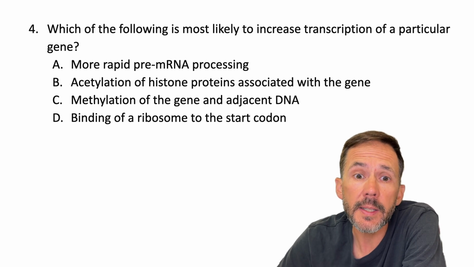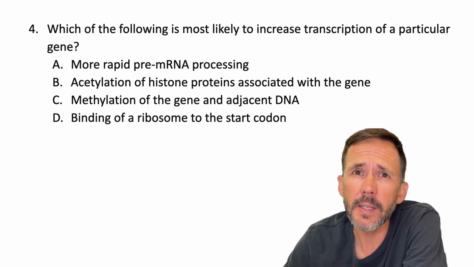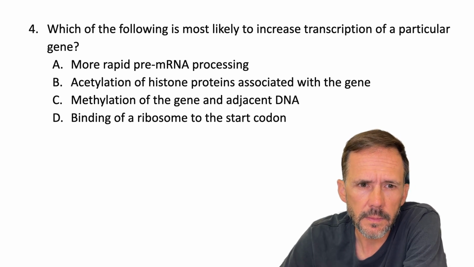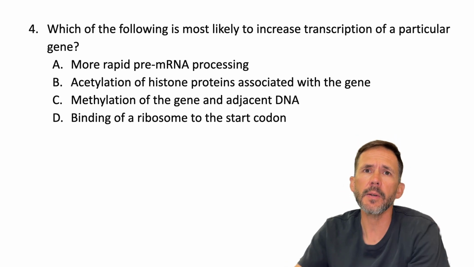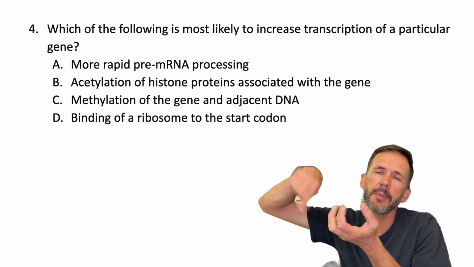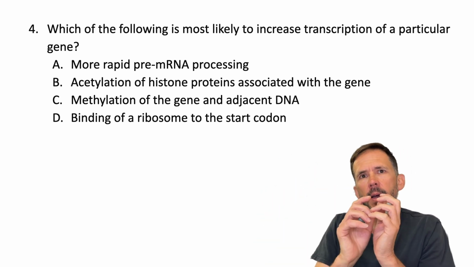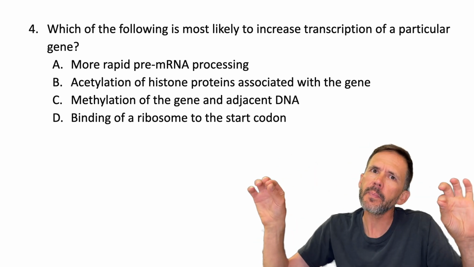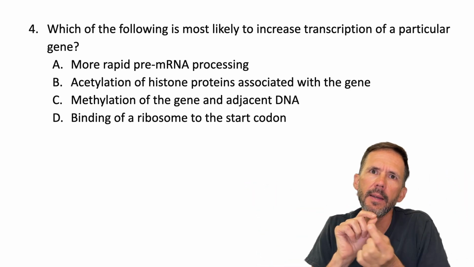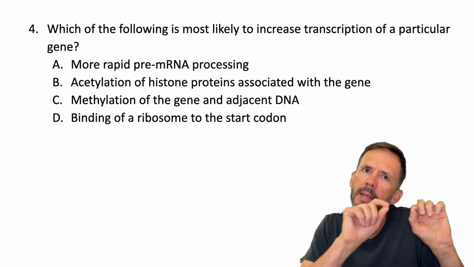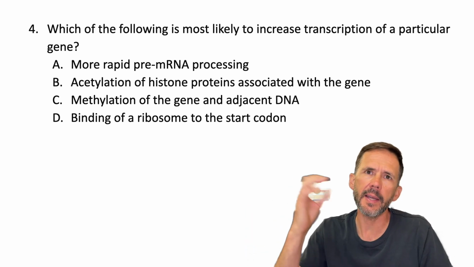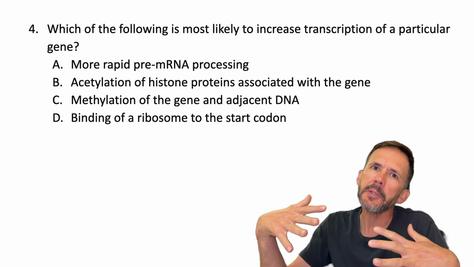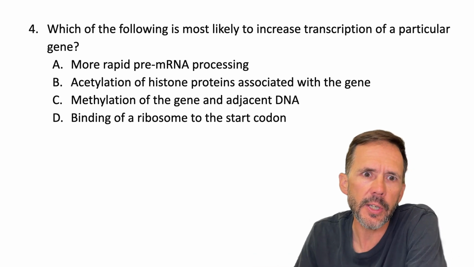Which of the following is most likely to increase transcription of a particular gene? The answer here is B, acetylation of histone proteins. Histones are those protein cores that DNA wraps around. It wraps around each one twice. When you take DNA and stretch it out and look at it with a transmission electron microscope, it looks like beads on a string, and those beads are these histone cores. Generally speaking, when they get acetylated, they open up the DNA so it's more accessible, and you get an increase in gene transcription.